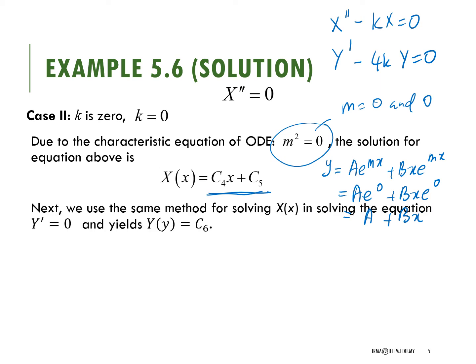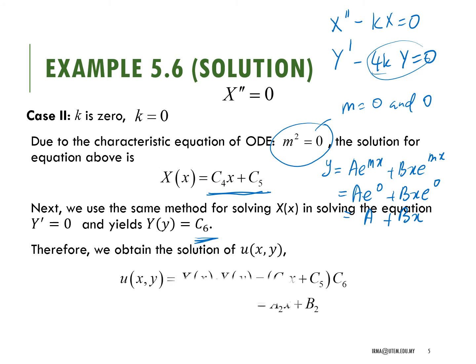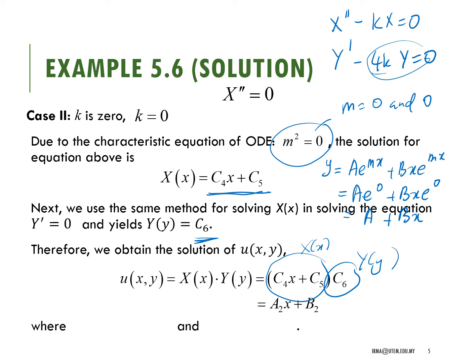Meanwhile for y, since you have k also equal to 0, your characteristic equation is m equal to 0, so you only have a constant c6, and therefore you will get u(x,y) equal to x times y. So this is x in terms of x, this is y, where our y is just a constant. So multiply, you can have the answer like this. And actually A2 is equal to C4 times C6 and B2 is equal to C5 times C6.